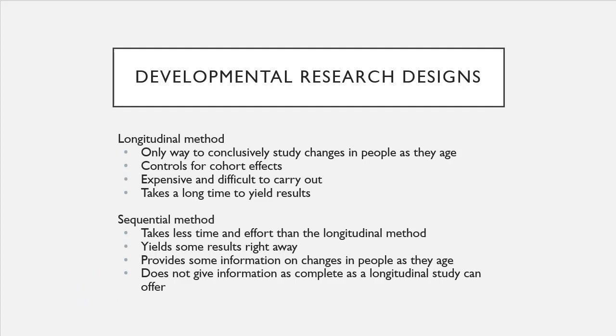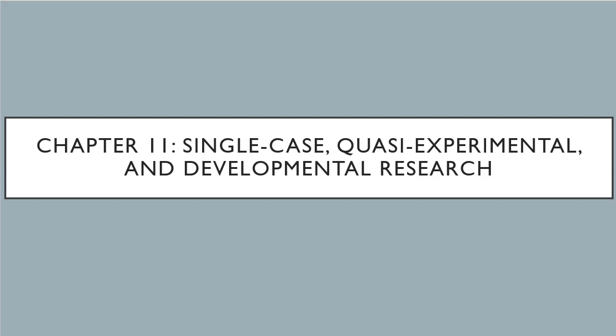Whew. So that is the single case quasi-experimental and developmental research chapter. This is good for qualitative research, especially if you're doing a study that's kind of mixed, where you're going to measure some kind of qualitative data, but you want to maybe measure the frequency that something occurs over time. Completely reasonable to use for that purpose.